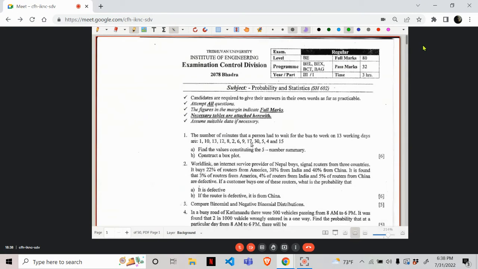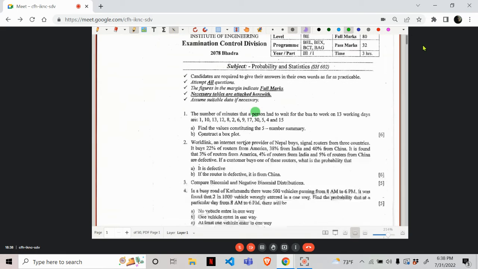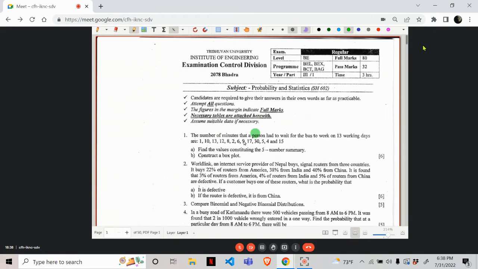Can you see the question paper? Yes, sir. Okay, so you can see that, Bayes theorem. Anyway, I wanted to show you the question paper also.